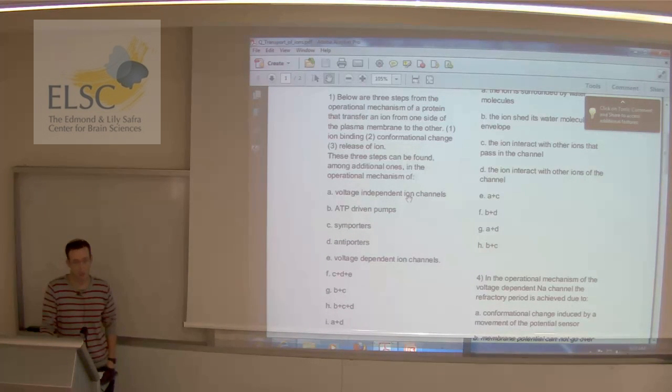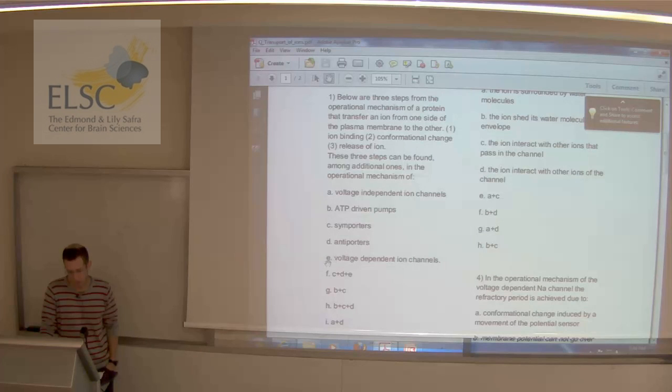So the voltage-independent are the voltage non-gated, the ones that don't have a domain that serves as a gate. So what do you think about conformational change in these proteins? It's not too obvious that they have any. So this is not true for these proteins. ATP-driven or ATP-powered pumps, yes, that's true. Symporters and antiporters. Yeah, both of them have sort of the same principle, only the one delivers to 2 opposite sides and so on. So yes, C and D is also true.